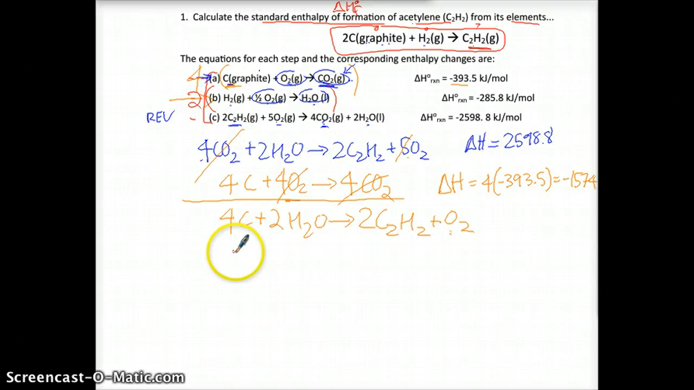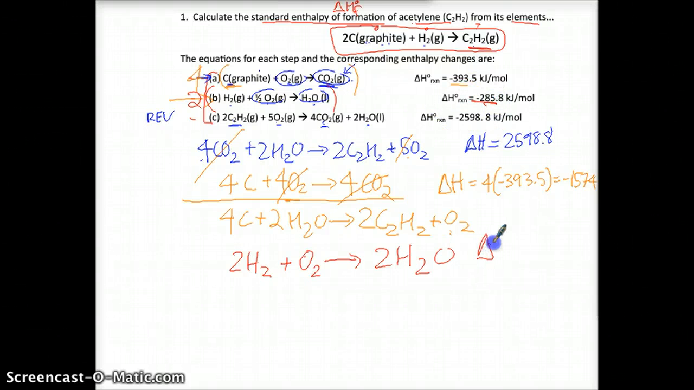So if I did that, I'm now going to have 2 moles of H2 plus 1 mole of O2 producing 2 moles of H2O. Now let's add, well, what did I do? I multiplied this times 2, so my delta H for this step is going to be 2 times negative 285.8, which is going to give me negative 571.6.